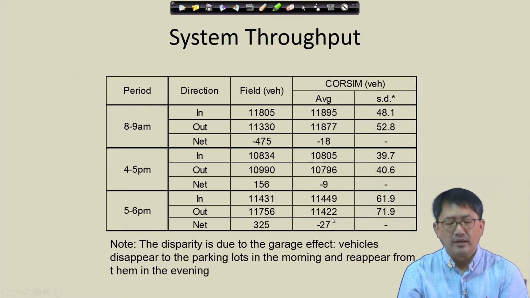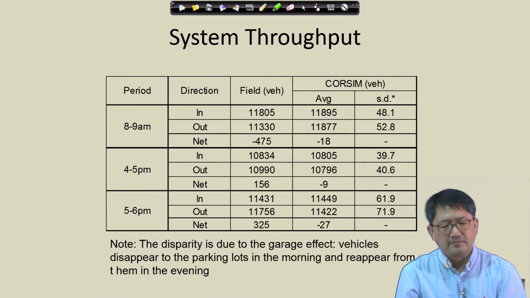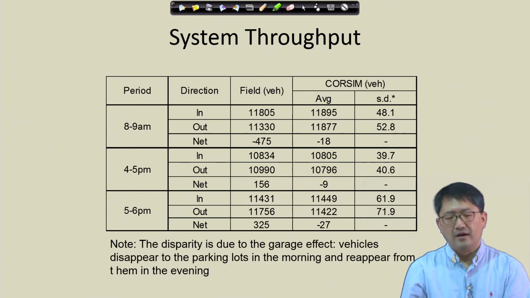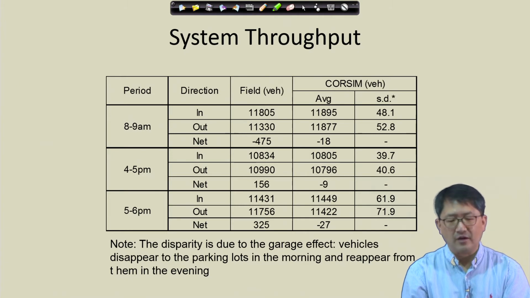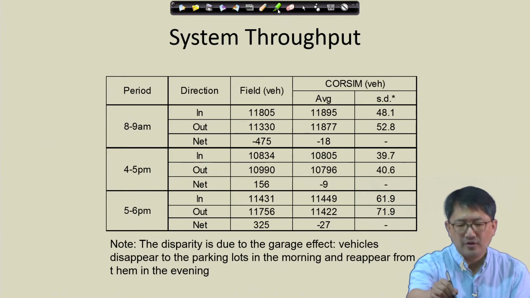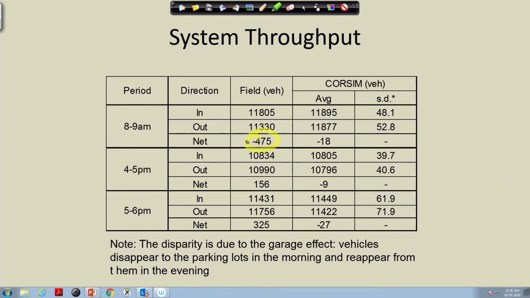And this is what we are showing. Here are the interesting findings. We thought the throughput should be very, very much identical, and we found a lot of discrepancies. So you can see here almost 500 cars in the morning.